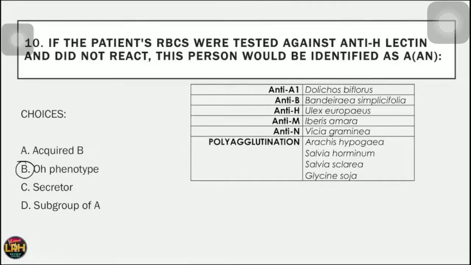The listed antisera here are the most common antisera that we use in blood banking, including the anti-A1, anti-B, and anti-H. Others, we have anti-M and anti-N, and then we have other lectins that are useful in evaluating the rare phenomenon of polyagglutination. This is a problem of the red blood cells that are clumped, which is sometimes seen among patients with septicemia and necrotizing enterocolitis.